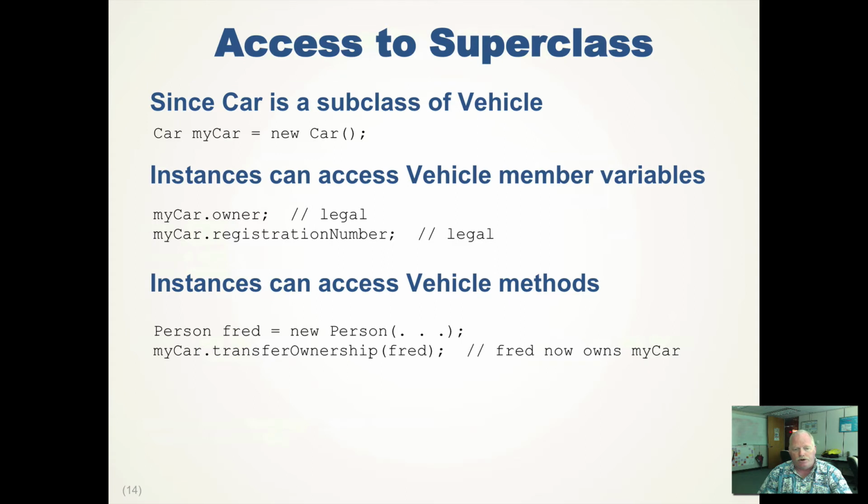Also instances can access the parent's or the superclass's methods. So we create a new person, Fred, and then we can transfer myCar's ownership to Fred. So that would mean Fred is now the owner of myCar. So that's calling the Vehicle's transferOwnership method on myCar. And because we are a subclass, we can do that.